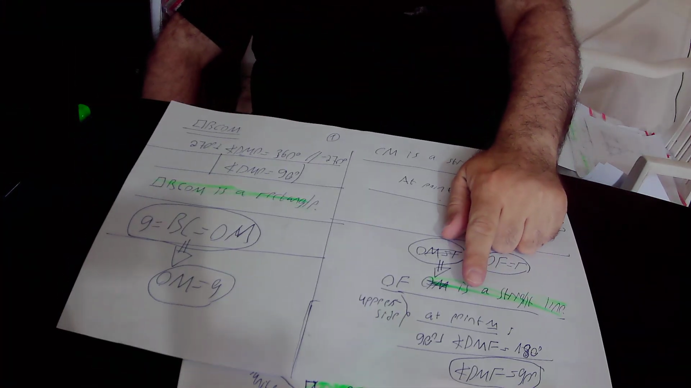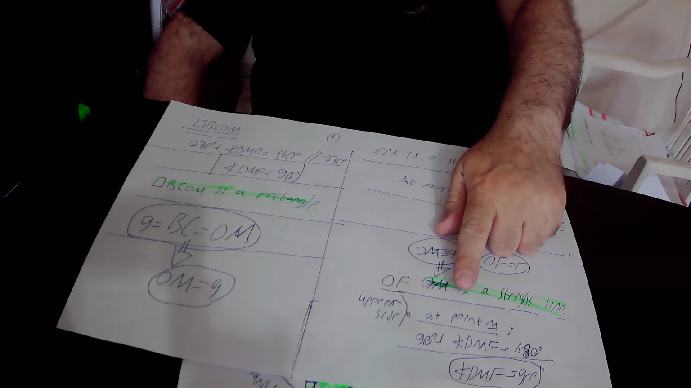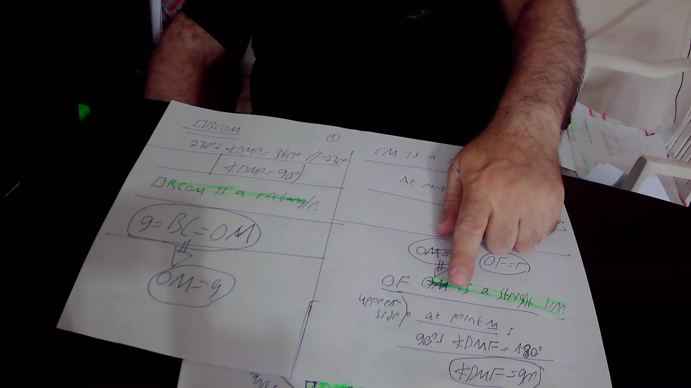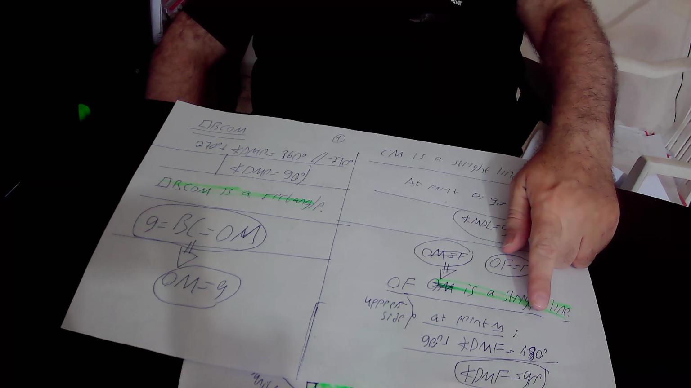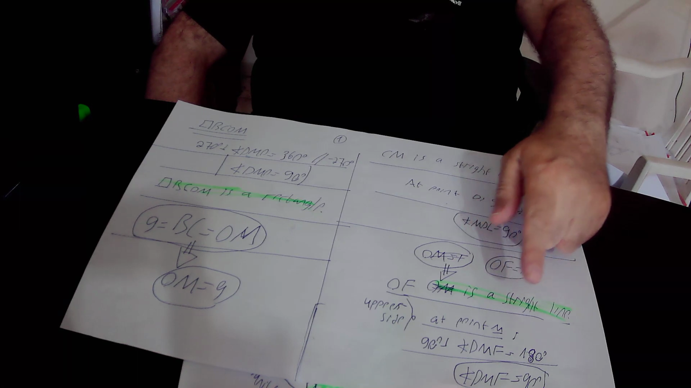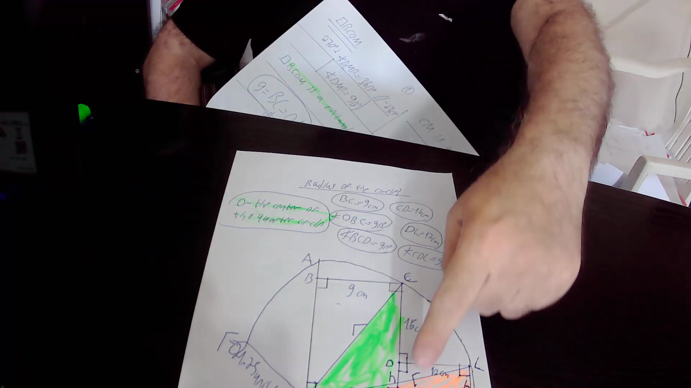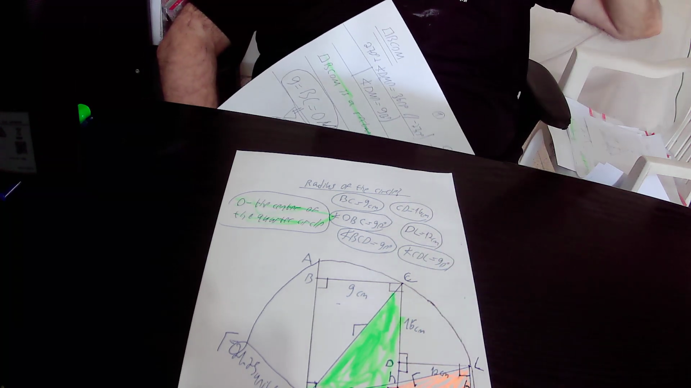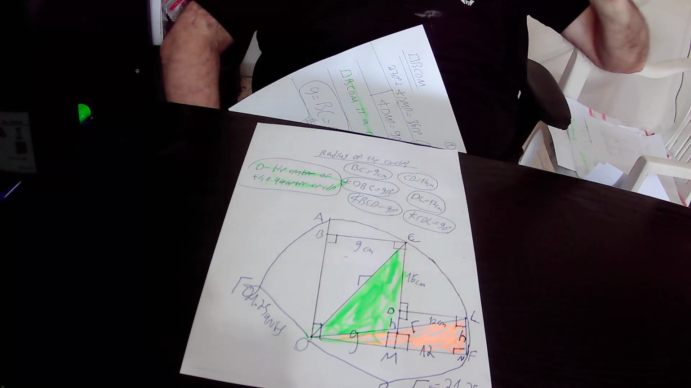In total, the sum of those two angles must be equal to 180 degrees. So on the upper side of the straight line OF at point M, the sum of the angles must be equal to 180 degrees. So 90 degrees plus angle DMF must be equal to 180 degrees. We subtracted 90 degrees from this equation and found that the missing angle DMF equals 90 degrees. So in total we found that those two angles are both equal to 90 degrees.